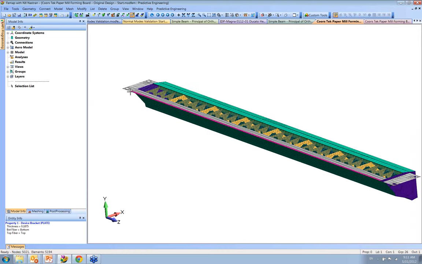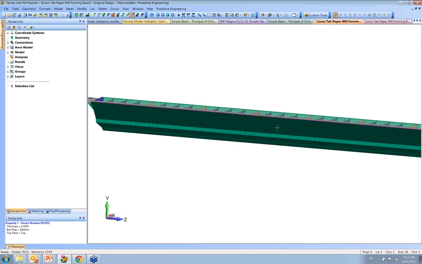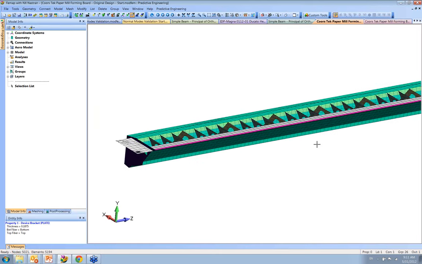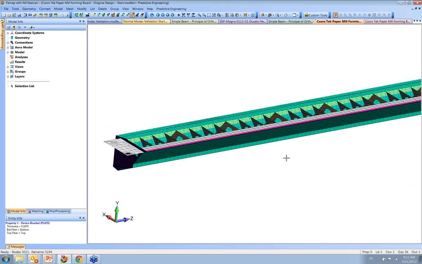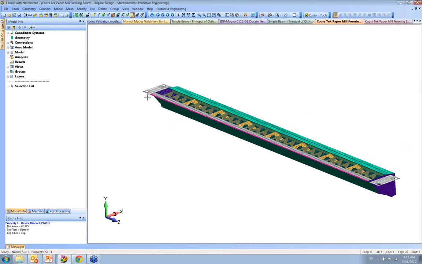And so in the industry, this is called a forming board. And they put ceramic tiles on the top and stuff. And the mill operates at around 11 hertz. That's the rotational frequency. So they know from practice that if the frequency of this board is below 11 hertz, if this moves below 11 hertz, then it'll get excited by the wire mesh going over the top.